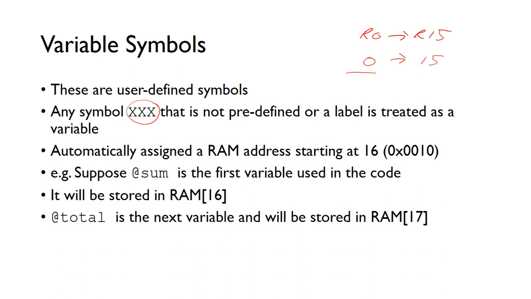The first time that you use a variable, suppose we use a variable symbol called sum, so we write @sum. That's not a predefined symbol, and assuming it's not been a label either, @sum will refer to address 16 in RAM. Then if we have another variable, @total, this next variable will be stored in 17 and so on, because that's all variables are in software. A variable is just the name of a memory location rather than actually specifying the memory location.